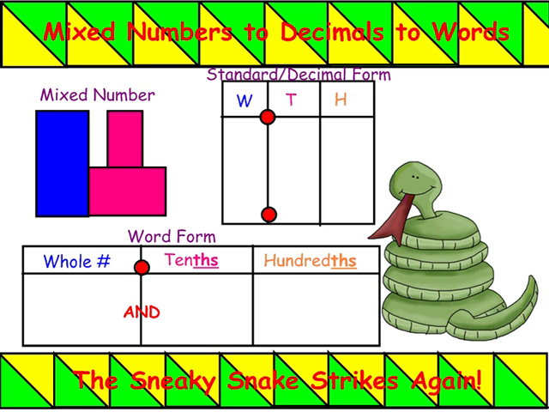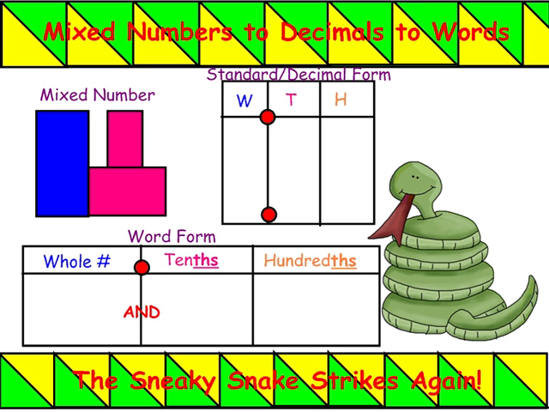Today we're just going to do real quick, we're going to take a mixed number, change it to the standard decimal form, and then change it to the word form so that you can see a mixed number written in the three different ways. So first we're going to start this way.